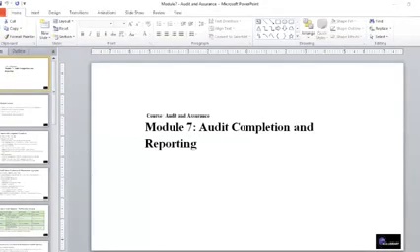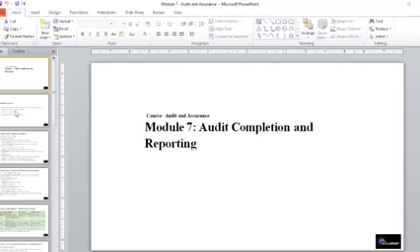We'll be looking at the seventh module, which talks about audit completion and reporting. Audit completion and reporting is not only about verifying and making sure that everything is okay. It is also about completing it and reporting it to the management for better decision making. And that is why we need to look into this.